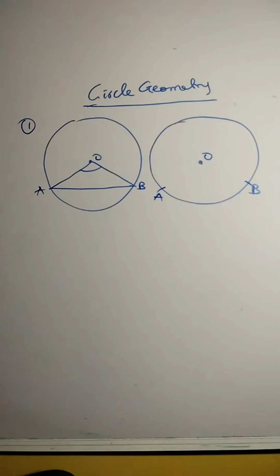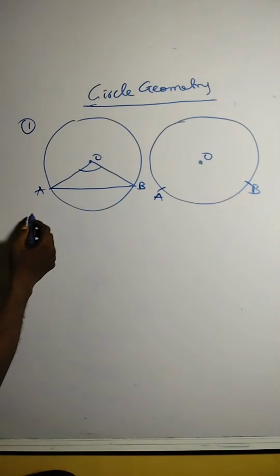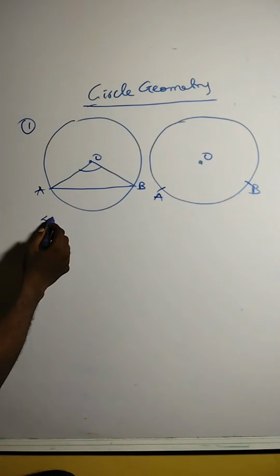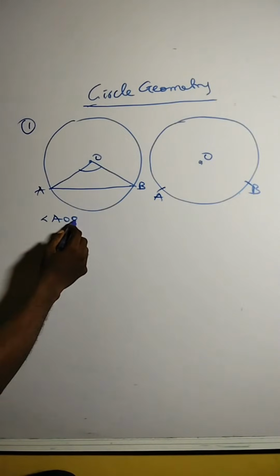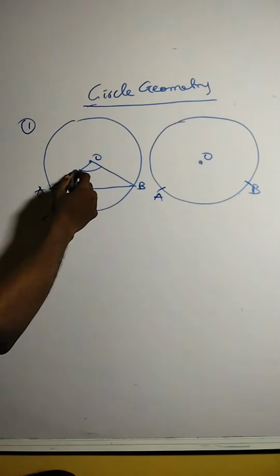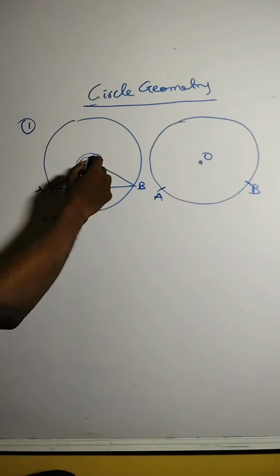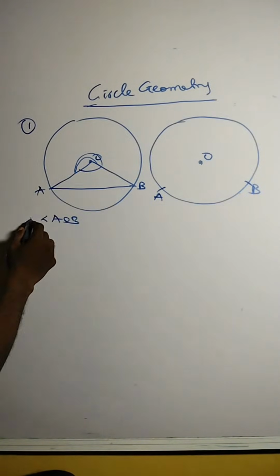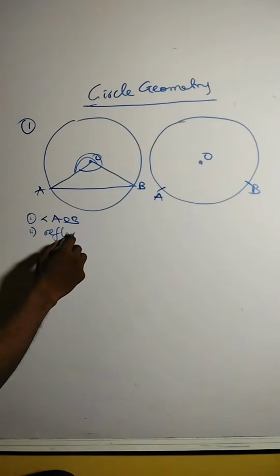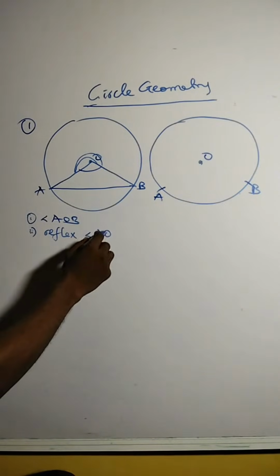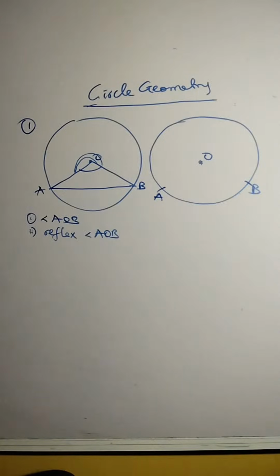We can also call it an obtuse angle, which is less than 180 degrees but greater than 90 degrees. So this angle inside here is one of the angles, angle AOB, which is the obtuse angle AOB. And also we have this angle outside here, which is the reflex angle AOB. A reflex angle is greater than 180 but less than 360. So that is that.